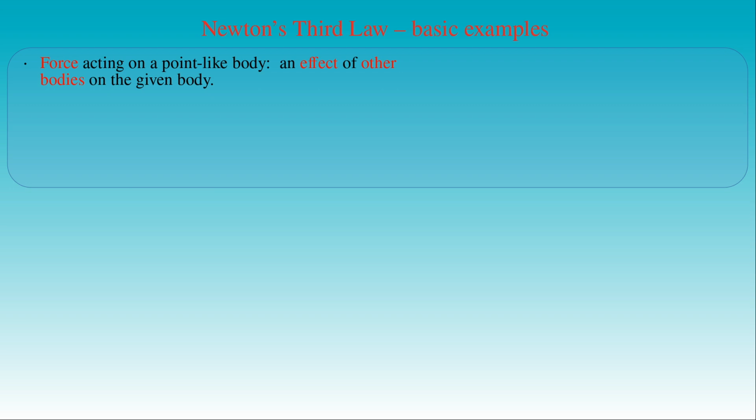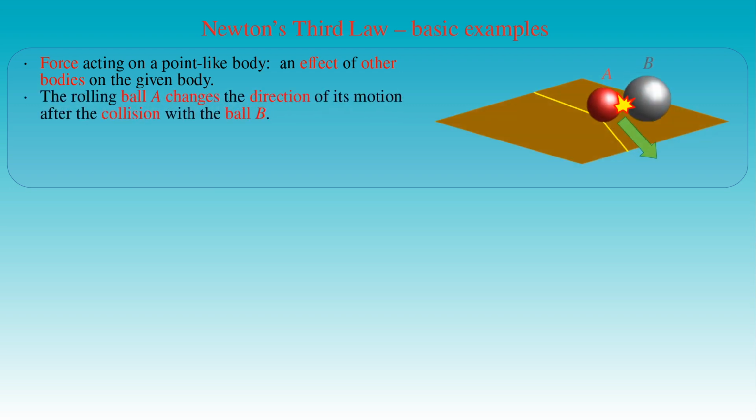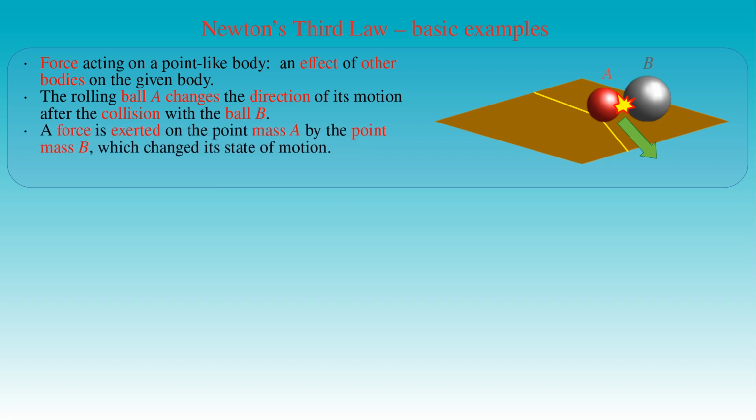For example, if we consider the rolling ball A, which changes the direction of its motion after the collision with the ball B, then we can state that the ball B has an effect on the ball A at the instance of their collision. By applying the point mass model, we can say that a force is exerted on the point mass A by the point mass B, which changed its state of motion. Then the question arises, what happens to the ball B when it exerts the force F on the ball A? We can find the answer if we examine some simple examples.